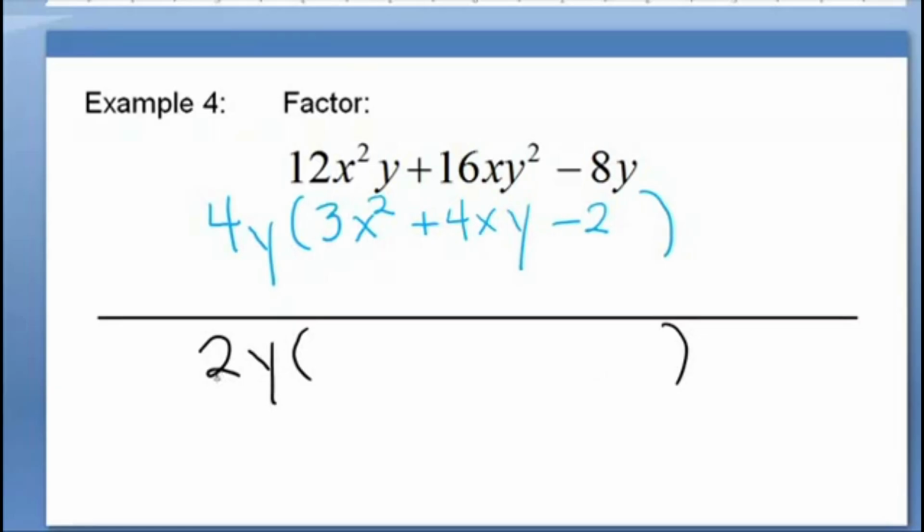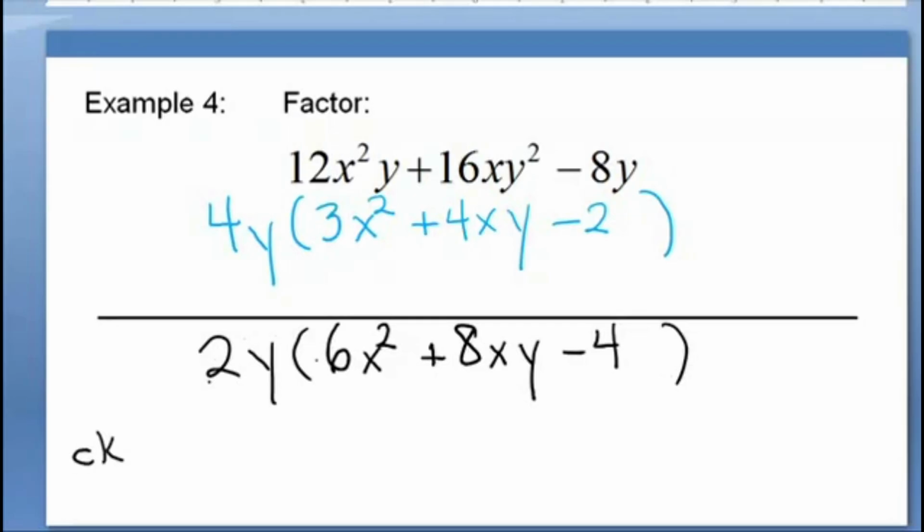And so to get back, we have 2. We want 12. We're missing a 6. We're missing the x squared. We have the y on the outside. For the next term, we have 2. We want a 16. Just divide. So we're missing a factor of 8. We want 1x. We don't have any, so we need it. We have 1y. We want y squared, so we need one more y. And for our last term, we have 2. We want a negative 8, so we need a negative 4. And our y is okay. We have it outside. Now, if we check this answer, it's going to work.